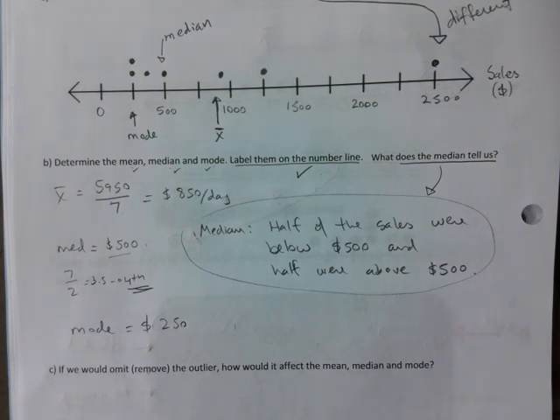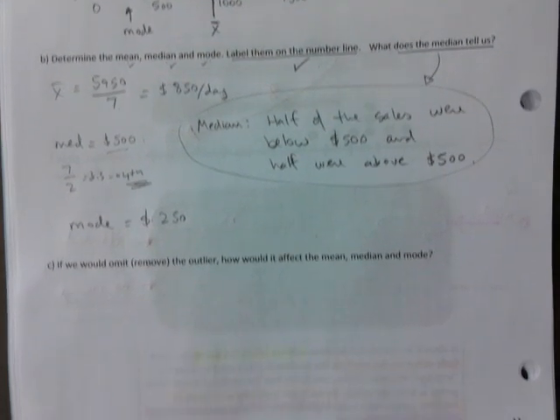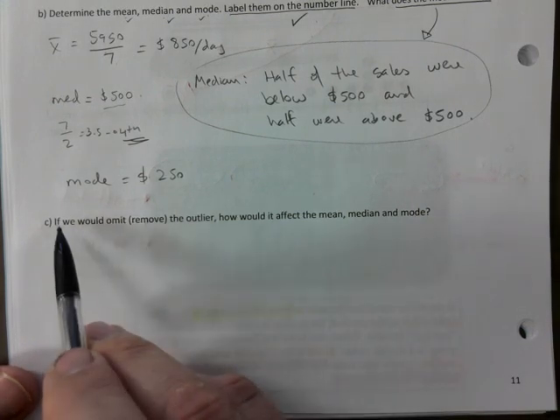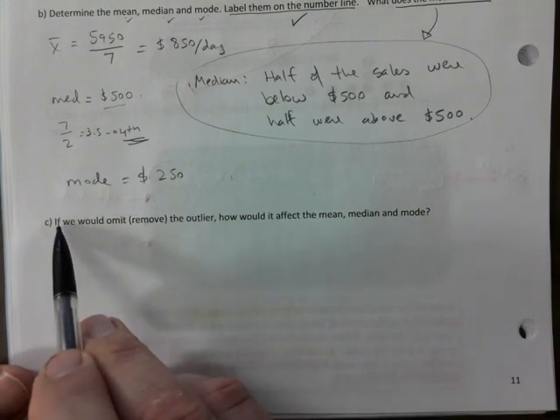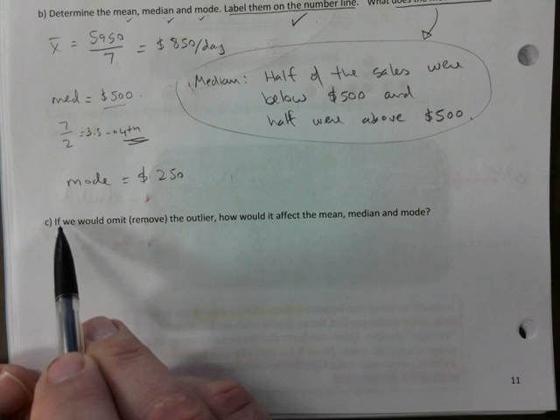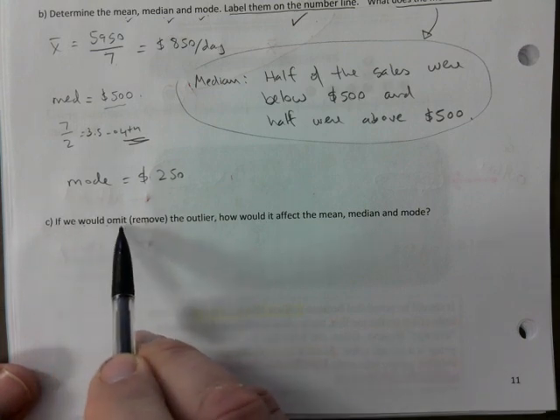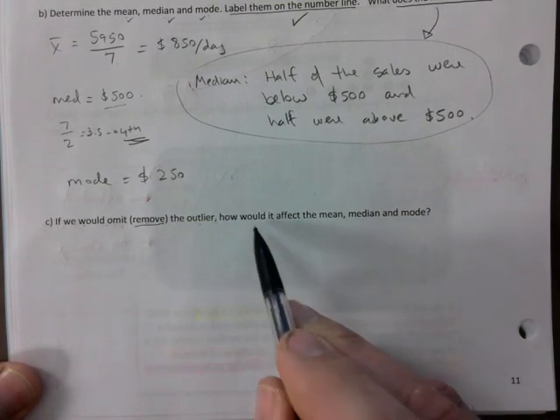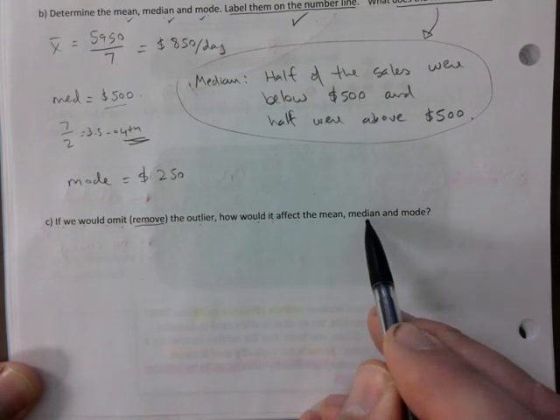So I'm going to do this last one, and then I will just assign you some work and hand out the test so you can look at it, okay? This is important, okay? This is basically my conclusion. This is my last statement here. If we would omit, in other words, remove the outlier, how would it affect the mean, median, and mode?